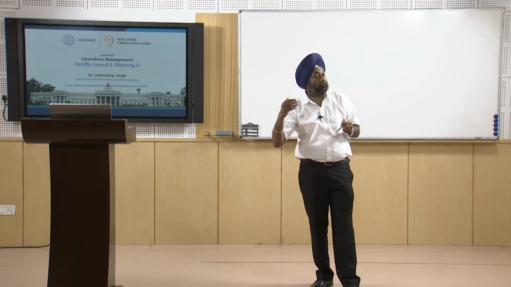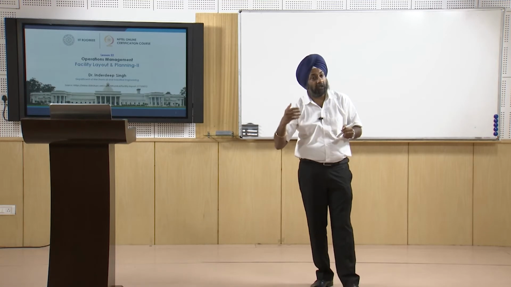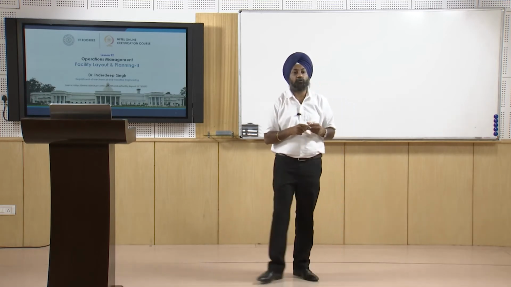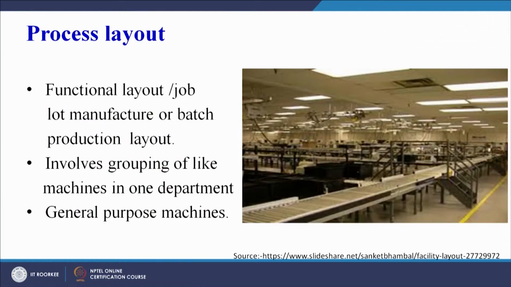Now we will take forward our discussion related to the other types of layouts that are usually followed in industry. Two types of layouts you already know. The first type is the product or line type of layout, and the second one is the fixed position type of layout. Today we will cover the process type or functional type of layout, the cellular type of layout, and the service type of layout.